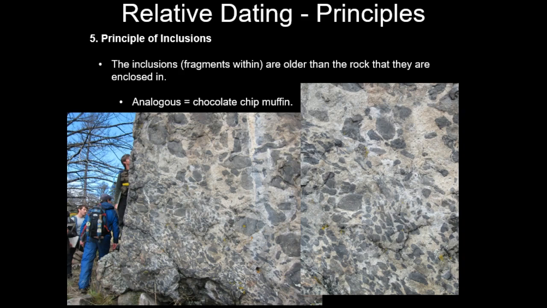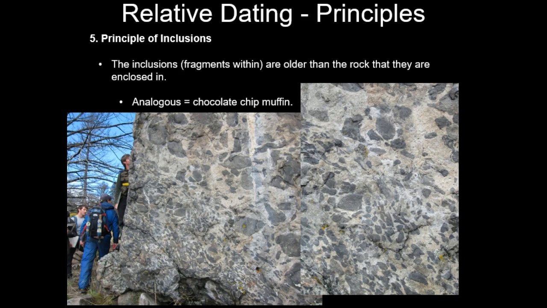So what you're seeing here in the picture is pretty much that. You're seeing inclusions that have been incorporated within an intrusive body. And this is a picture taken in the Big Hole River area near Dillon, Montana.